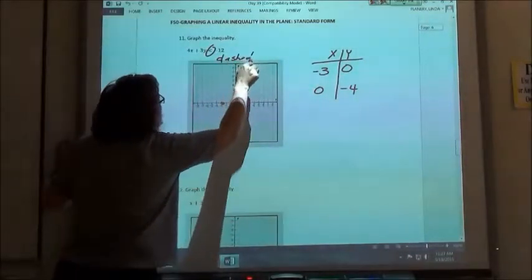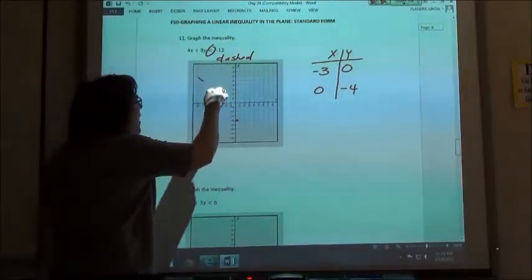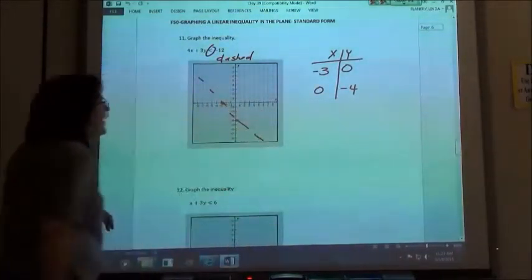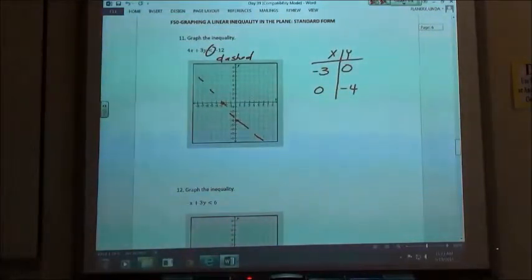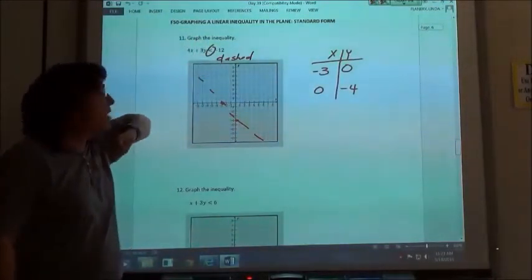I need a dashed line. On Alex, you have to draw it solid and change it to dashed. I'm just going to make it dashed. Now here's the tricky part. Because I didn't go through the whole process of rearranging and solving for y, I can't just say y is less than, because I don't know unless I solve my equation.